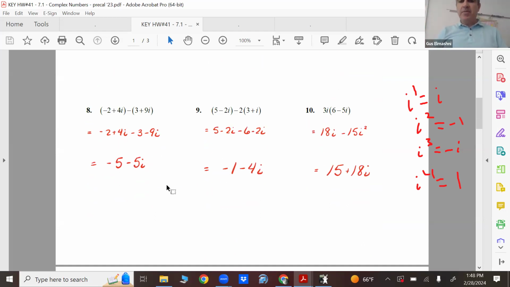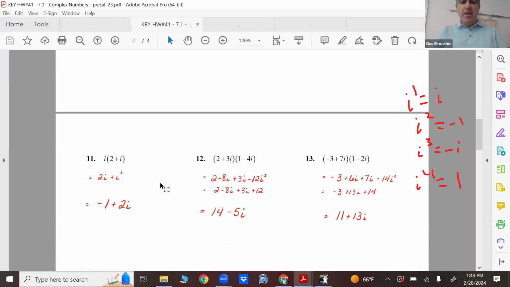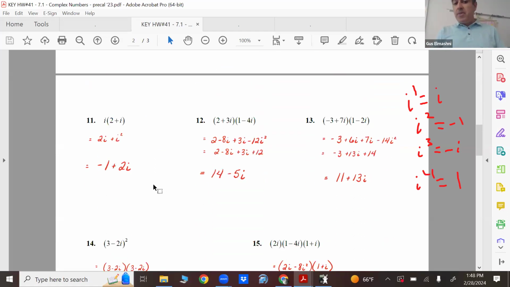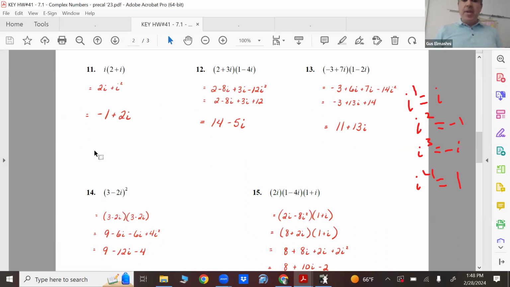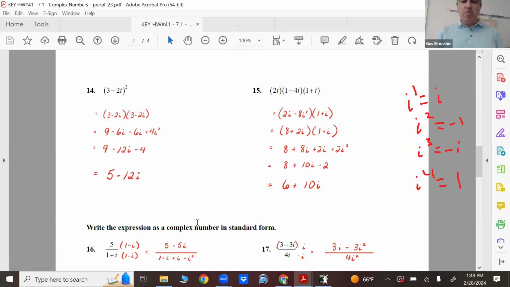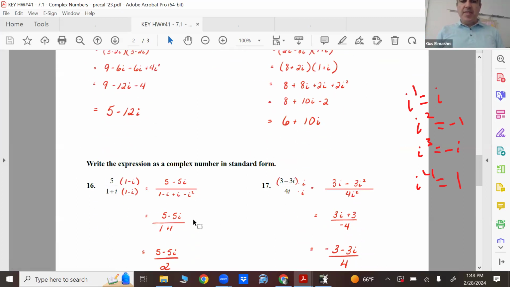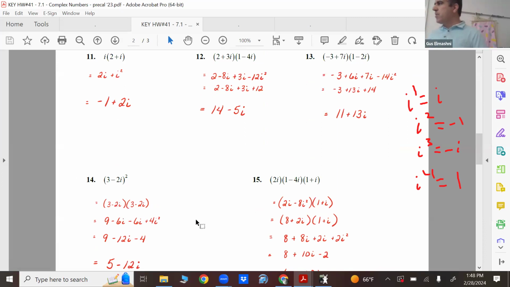8, 9, 10 is right here, just distributing or combining like terms. If there's a minus, make sure you distribute the minus. 11 is distributing, but distributing i. 12 and 13 are FOILing. 14 is a FOIL situation as well as 15. 16, 17. Any questions on these? I know, but they're kind of fast. Any questions? We're good? Okay.